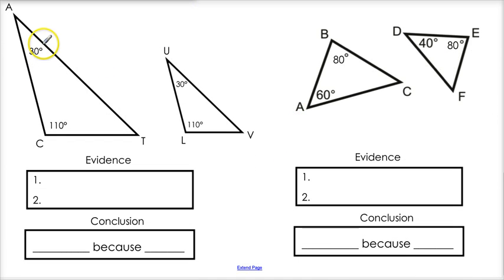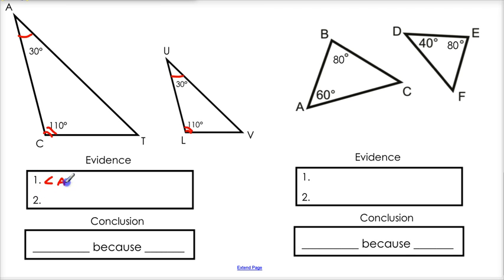Alright, so in this case, we're looking at triangle ACT and ULV. And we see that A is congruent to U because they have the same measure of 30 degrees. And we see that C is congruent to L because they also have the same measure of 110 degrees. So we have two congruent angles. Now remember, if there are two congruent angles, then we know that they are similar triangles.